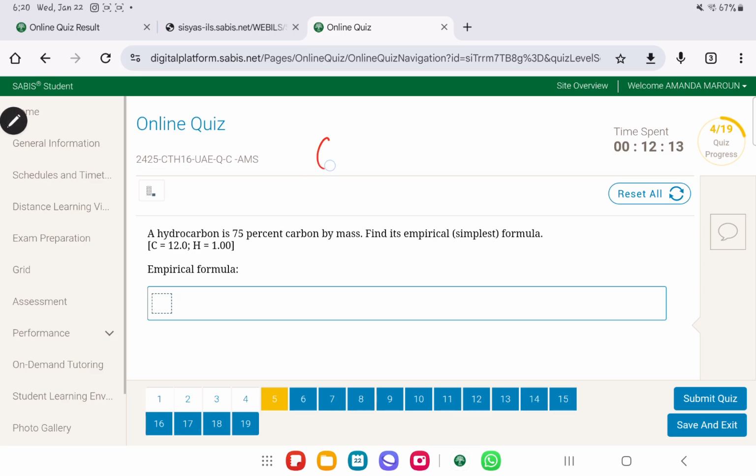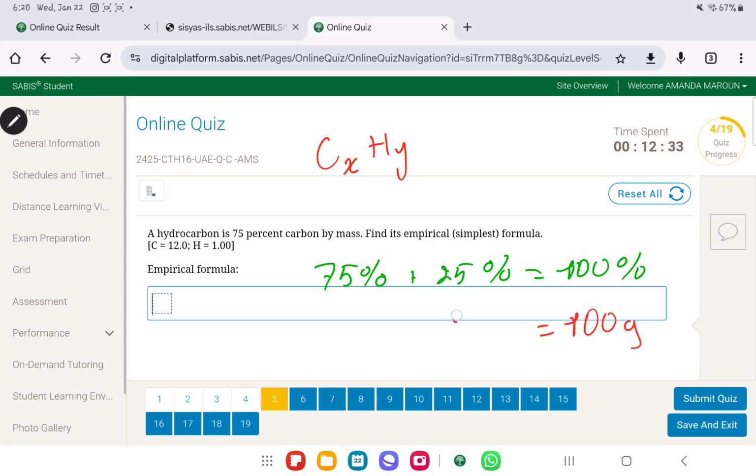Now hydrocarbon, let us assume it is CxHy, is 75% carbon by mass. So let us write it as an equation. 75% plus 25% is equal to 100%. So if we took the total mass to be 100 grams, okay, that means 25 is hydrogen and 75 is carbon. Now let us find the number of moles. To find the number of moles, we divide by the molar mass.